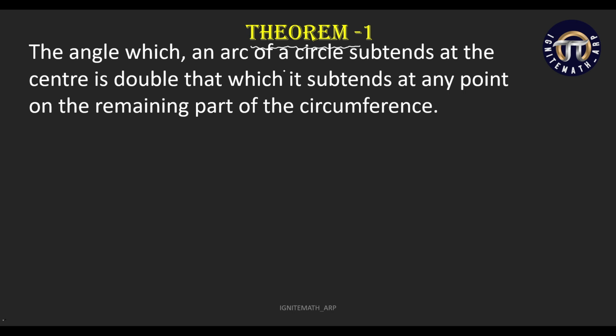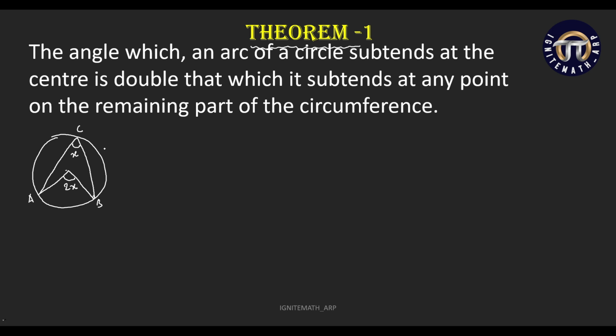The angle which an arc of a circle subtends at the center is double that which is subtended at any point on the remaining part of the circumference. So the meaning of this statement is, suppose I have a circle, okay, the angle subtended by an arc at the center is twice the angle subtended by the same arc in the same segment. So if this angle is x, this angle is going to be 2x. That is the meaning of the statement.